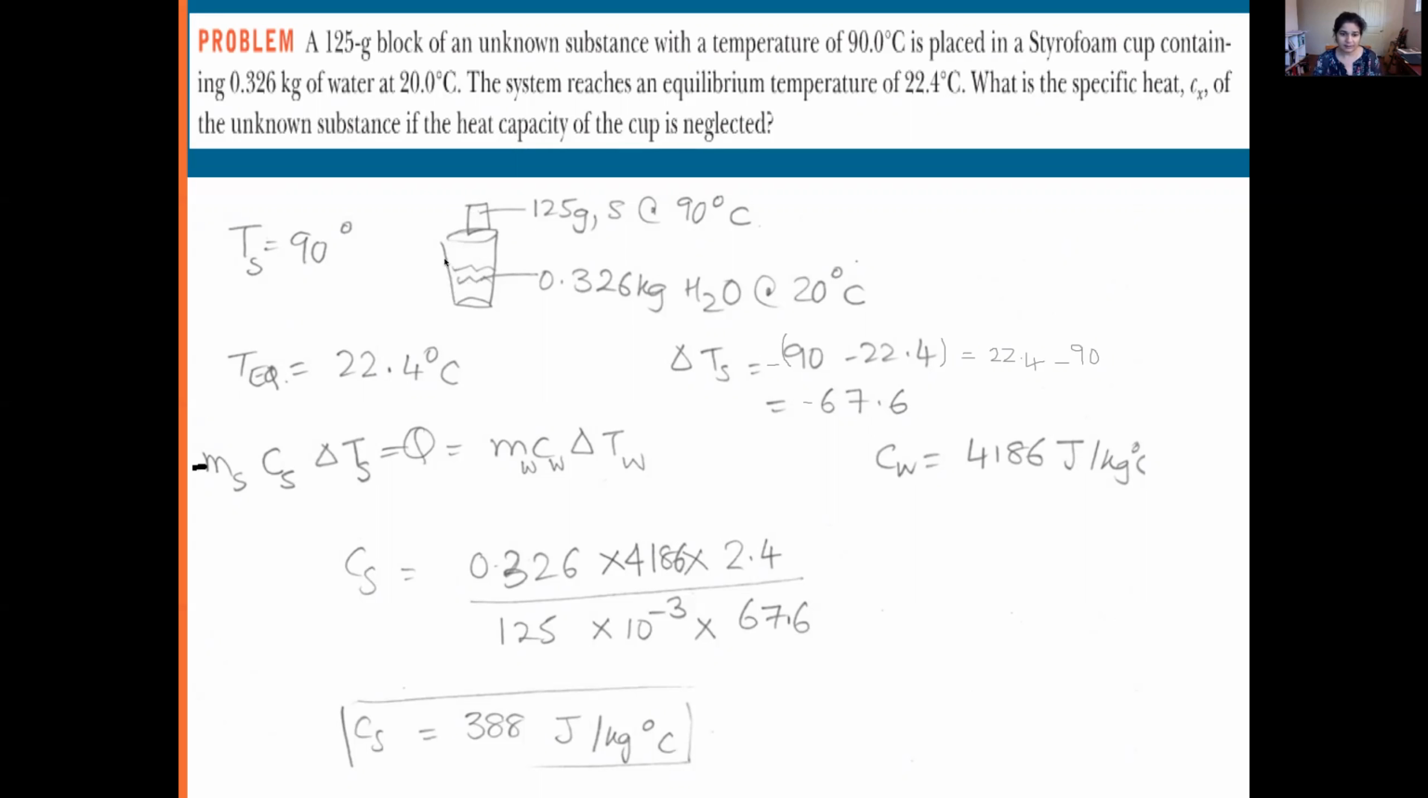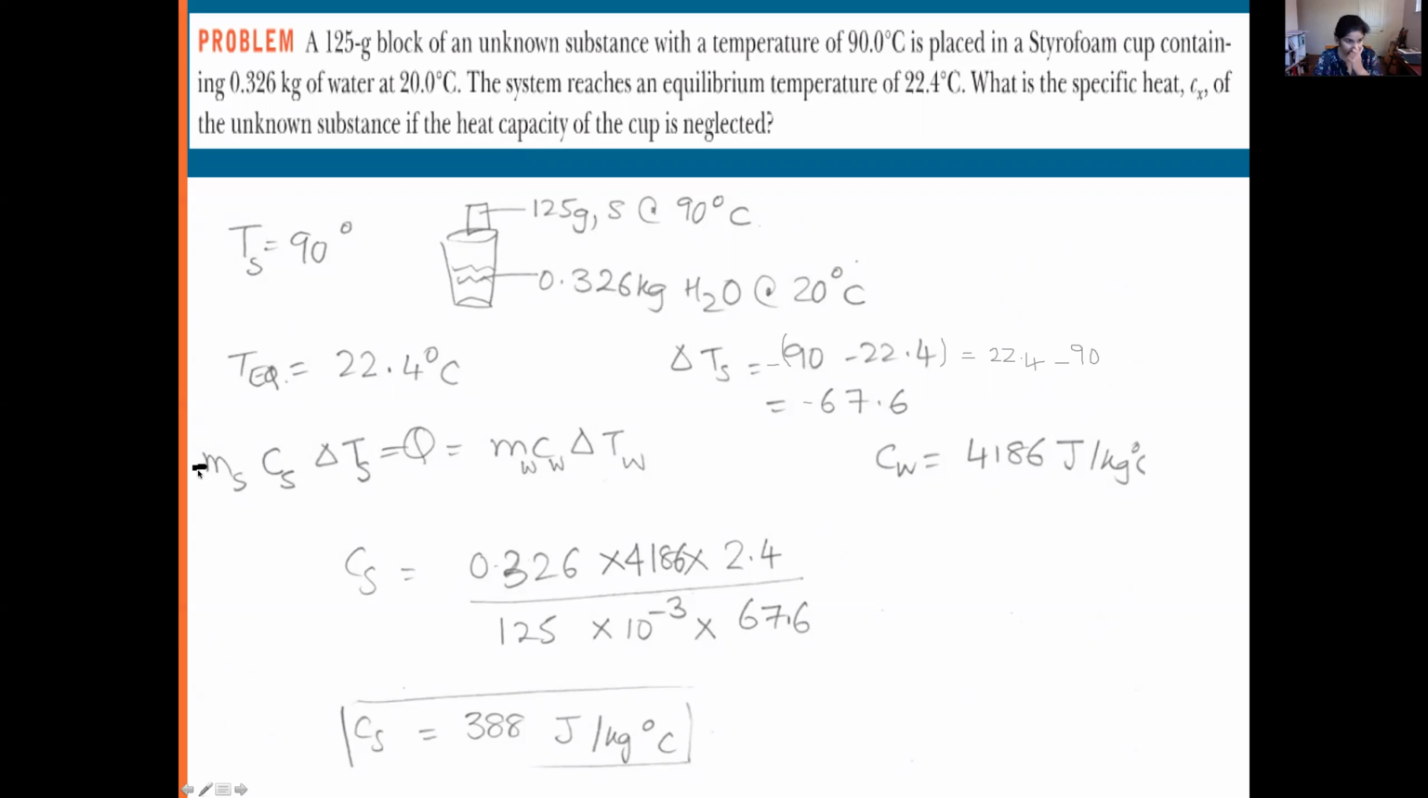Okay, so it's acting like a calorimeter here. And the fact that it's open to air also we will neglect, so there's no consideration for that. Then the Q cold, which is MC delta T for water, must equal the energy lost, right? Q hot, which is negative MC delta T for the substance.